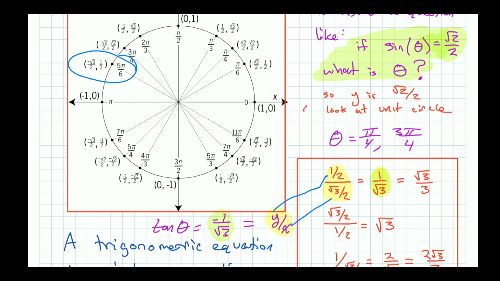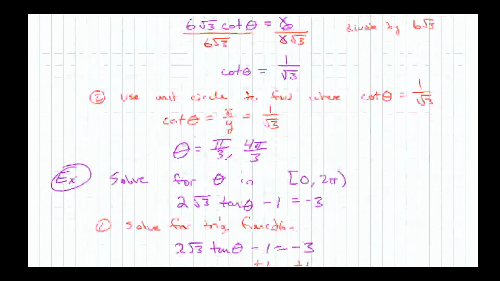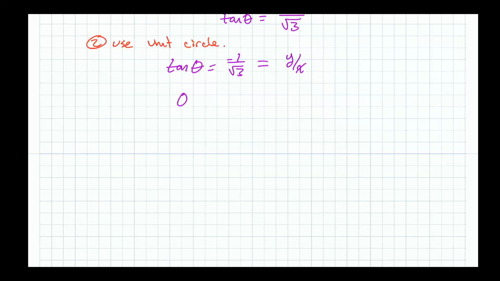So here's one, where the y is 1/2. Where's the other one, where the y is 1/2, the x is square root 3 over 2, and they're opposite signs down there? So we got 5 pi over 6 and 11 pi over 6. Those are the two.